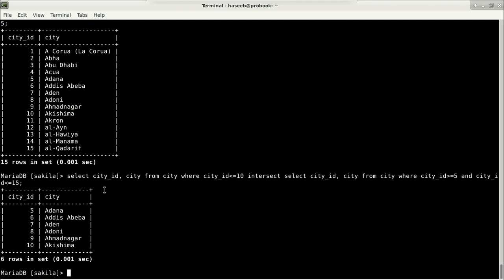Today's last topic is how to use a subquery. So as the name shows, a subquery is a query written inside another query.